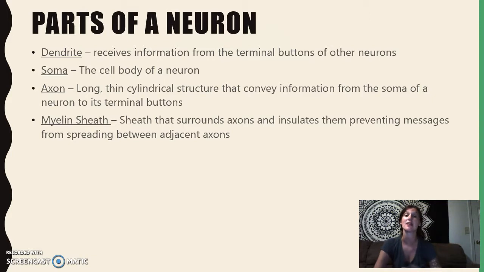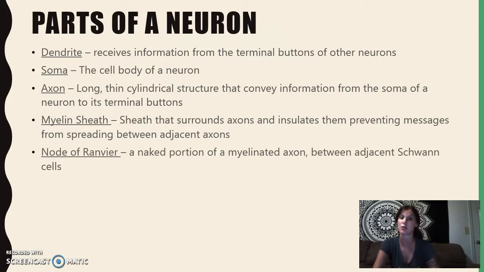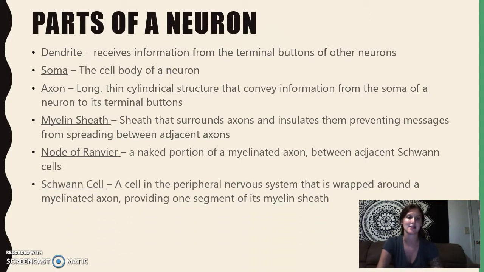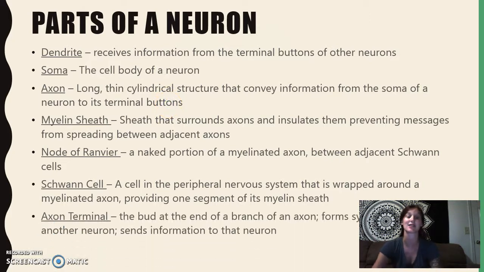And this myelin sheath all ties together as you go through the parts of the neuron. Next is the node of Ranvier. It's a naked portion of the myelinated axon between adjacent Schwann cells. And then the Schwann cell, which is in the middle of the axon with the myelin sheath. It's in the peripheral nervous system, wrapped around the myelinated axon, providing one segment of its myelin sheath. And lastly, the axon terminal button is the bud at the end of the branch of an axon, forms synapses with other neurons, sends information to that neuron.